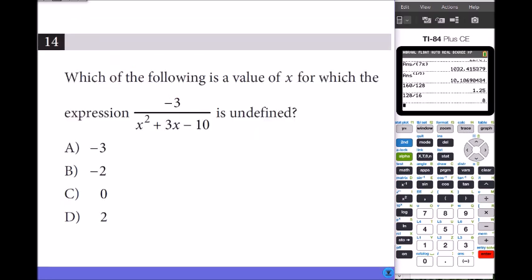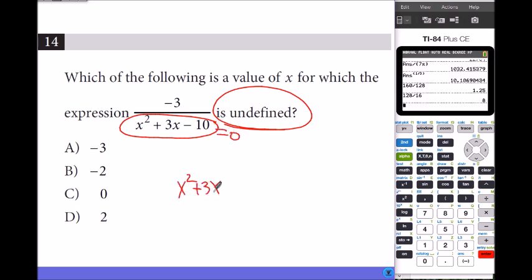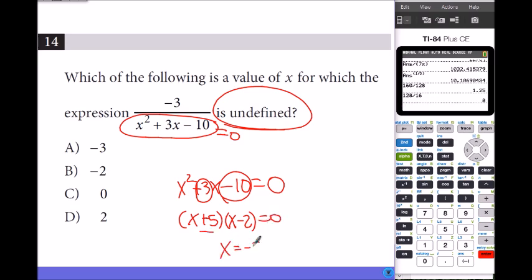14. Which of the following is the value of X for which the expression negative 3 over X squared plus 3X minus 10 is undefined? If the fraction is undefined, that means the denominator is 0. So X squared plus 3X minus 10 equals 0. So let's factor. What multiplies to negative 10 and adds to 3? X plus 5 and X minus 2. So X is negative 5 and 2, but they're asking for any of those two. There's no negative 5 in the choices, so it must be positive 2.